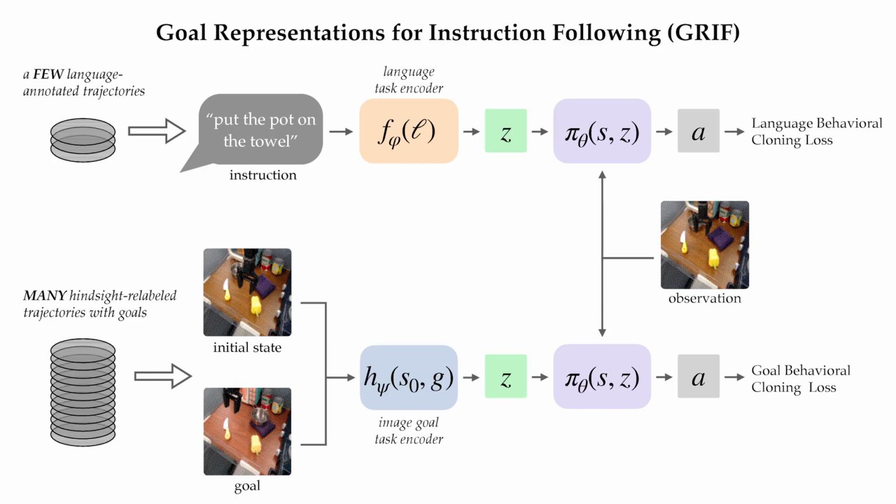To ensure knowledge from unlabeled trajectories transfers to the language condition policy, we additionally use a contrastive objective to align language task representations with goal representations on labeled trajectories.